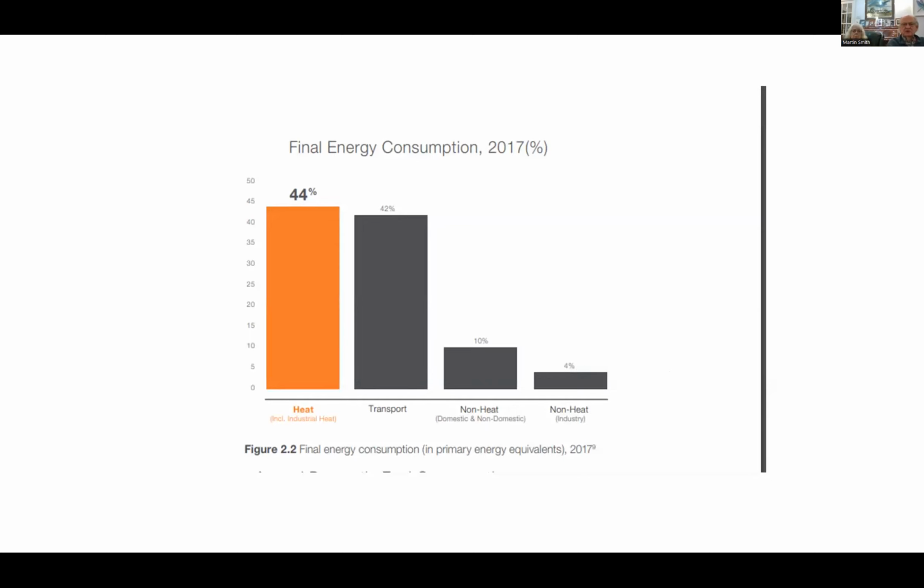So now we're going to start talking about what is going on. You've had the bad news. Now we're going to be talking about a little bit of good news. So I thought I'd put a slide up which shows just for Britain where all this bloody energy is going. 44% it's going to space heating of various kinds. 42% is going in transport, and small bits are going in non-heat. So what's got to happen is that basically space heating and transport, the energy consumption has got to be reduced or replaced by sustainable forms of energy. Next slide, please.